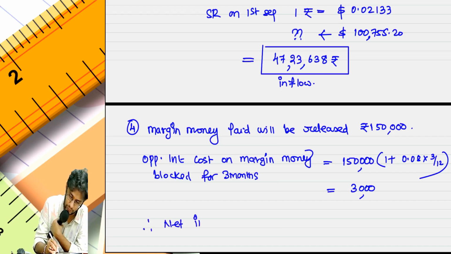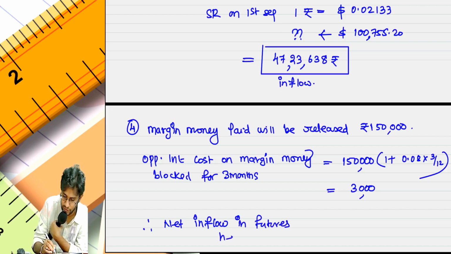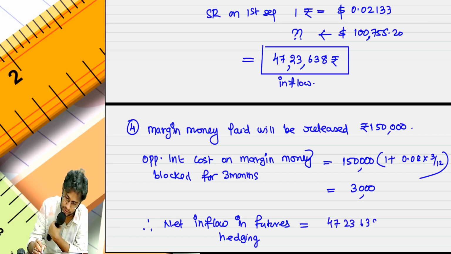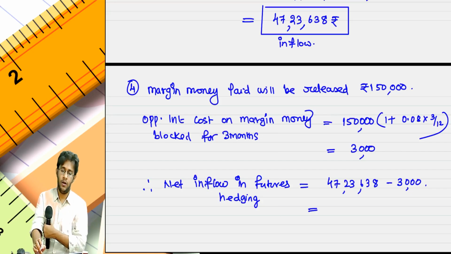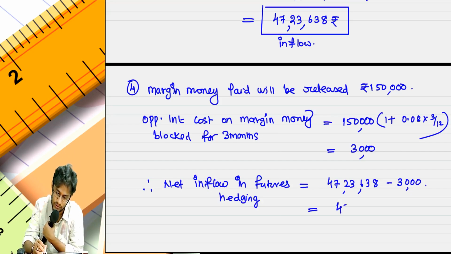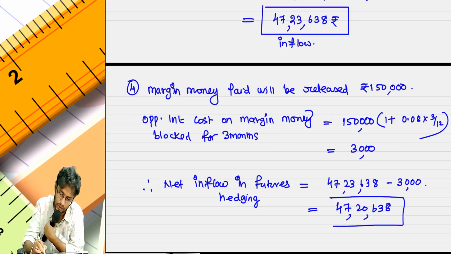Therefore, net inflow in futures hedging is equal to 47,23,638 minus 3,000. 3,000 is as good as loss only, no? So it's 47,20,638, which is your ultimate answer.